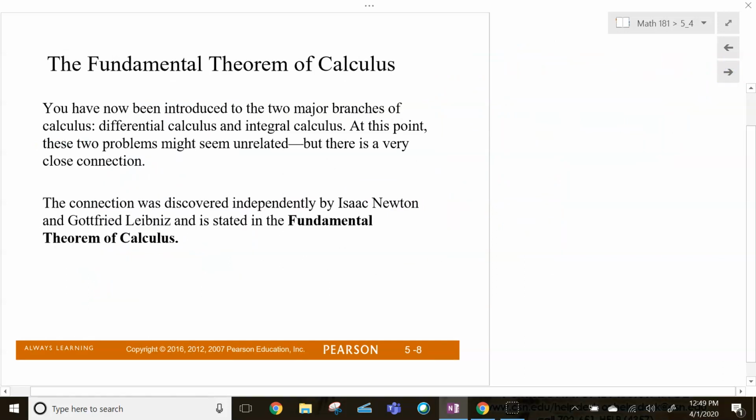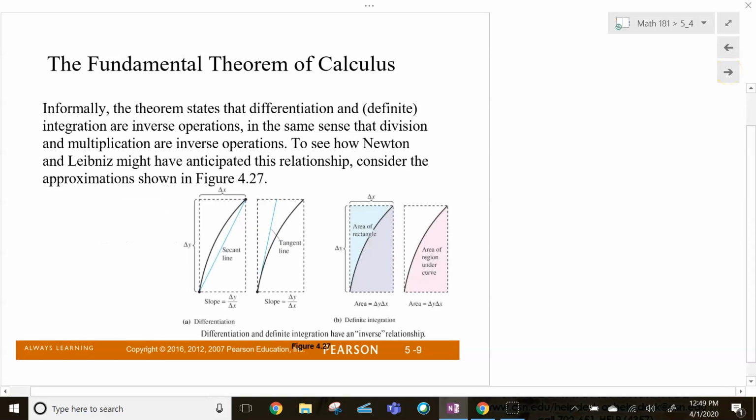All right, so the old fundamental theorem of calculus. Again, we've been introduced to two major branches of calculus. You've got your differential calculus, and now we've got our integral calculus. But there's a close connection. Let's think about some ways they may have anticipated this relationship.